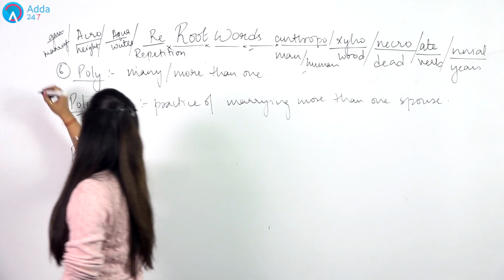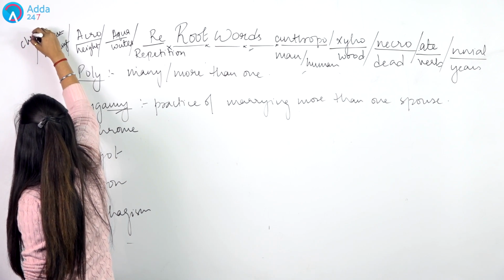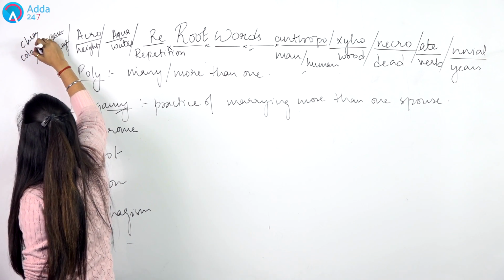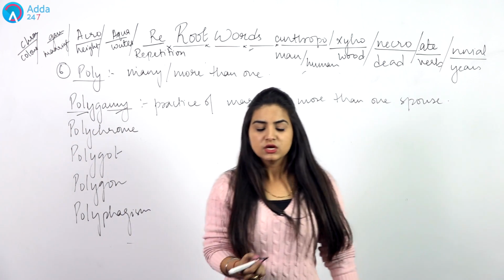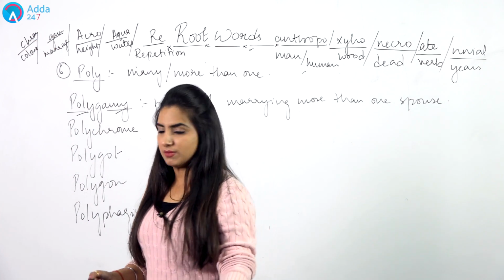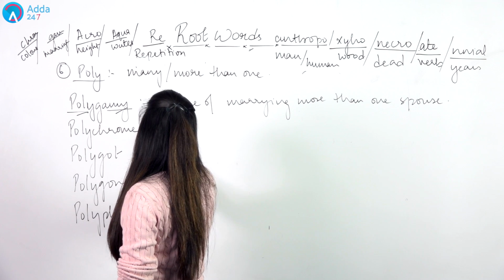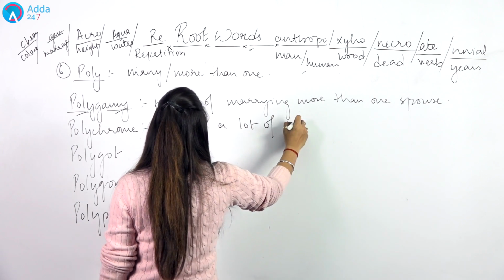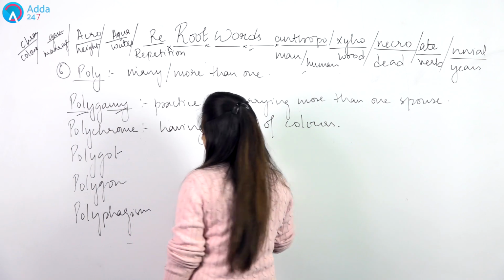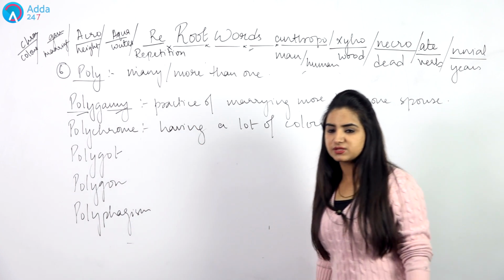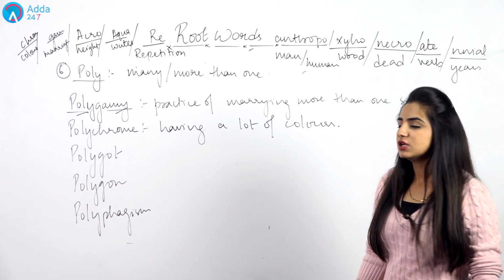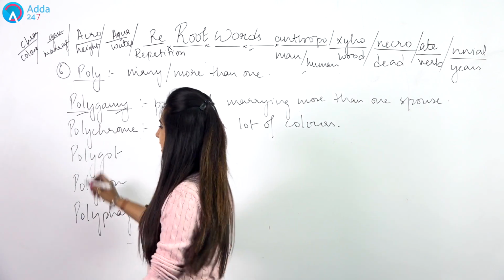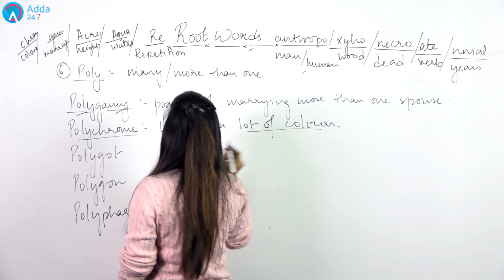Then we have the word polychrome. Now see, chrome is the word that defines what? This defines color. Chrome defines colors. So poly means a lot, many, and chrome defines color. So this means what? Having a lot of colors. For example, you can take it through rainbow. That means a rainbow has a lot of colors, obviously. So polychrome can be said as rainbow, anything which has a lot of colors in it.